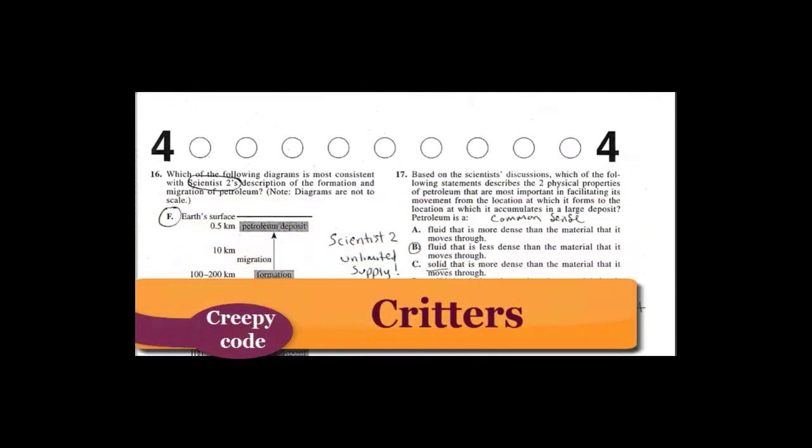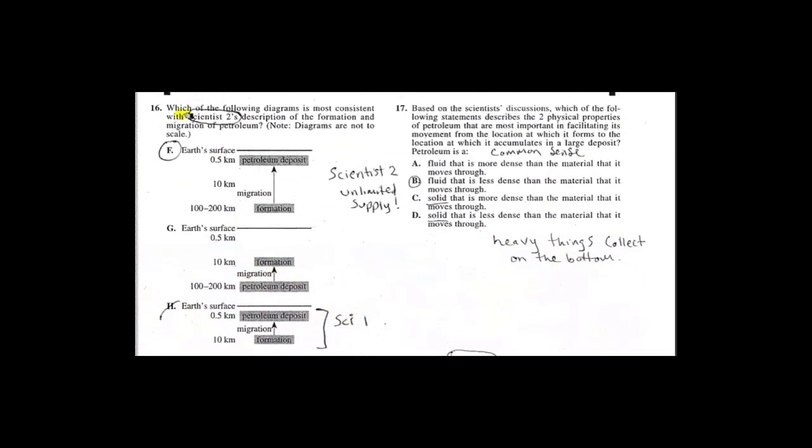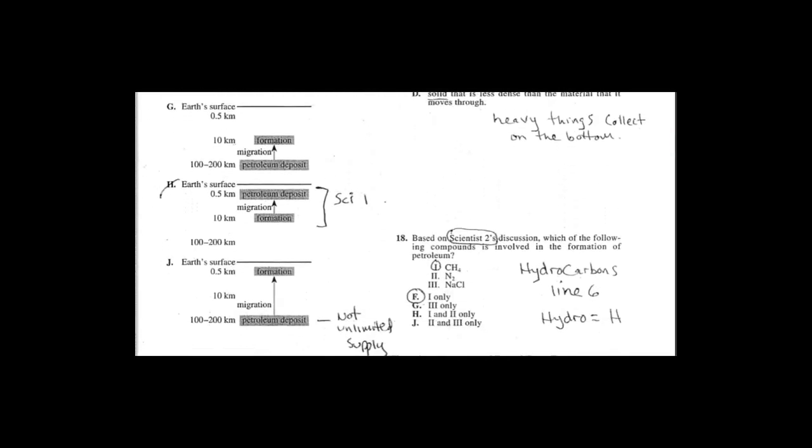Remember, when they ask me about Scientist 2, I assume right away that the wrong answer choices they present me are going to be information from Scientist 1. So you see how I went back in sneakily and reread some of the information from Scientist 1. If you look at some of the other answer choices here, let's go back and look at answer choice J.